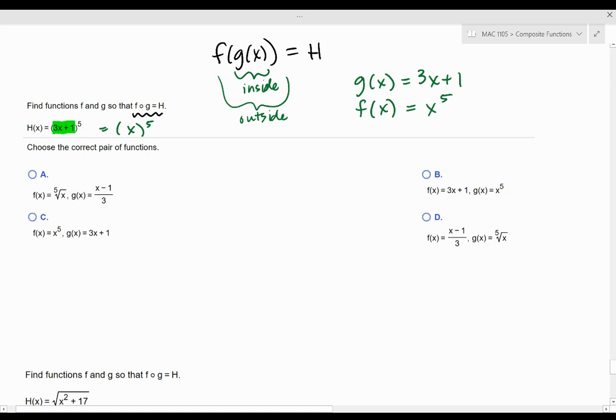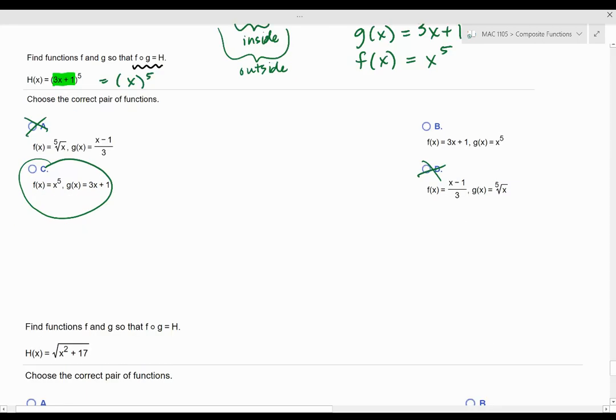Now we look for the answer choice that matches our decision. A is out; we have no radicals. C and B have the same functions, but you have to make sure they're in the right place. Our inside function, g of x, should be 3x plus 1, so C is our right answer. Notice that B had the same functions but reversed f of x and g of x. So it's important to remember who's your inside function and who's your outside function. Let's try another one.